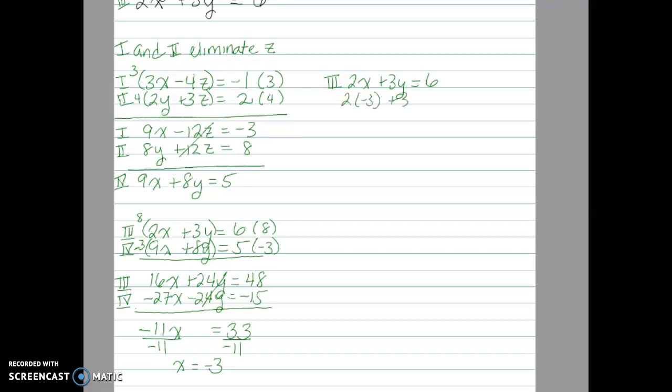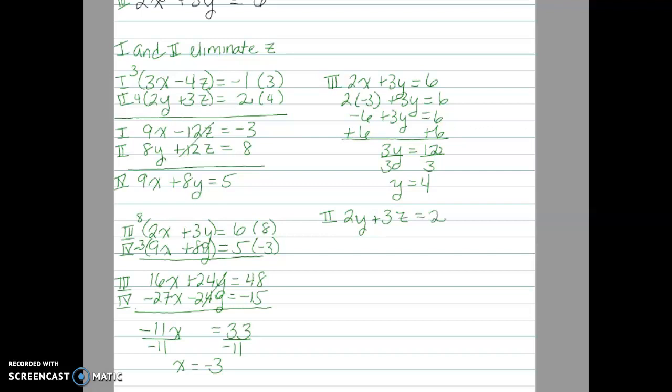Just substituting in the value for x that I found, negative 3, and solving for y. So here I'll find that y is equal to 4, which means now I have x and y, so I could go ahead to either of the original equations and find z. So you could pick any equation that has z in it. So I pick the second equation, which has y and z.